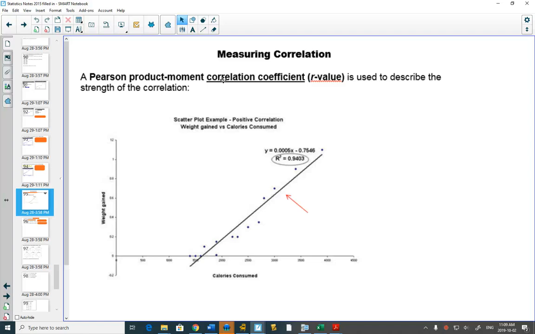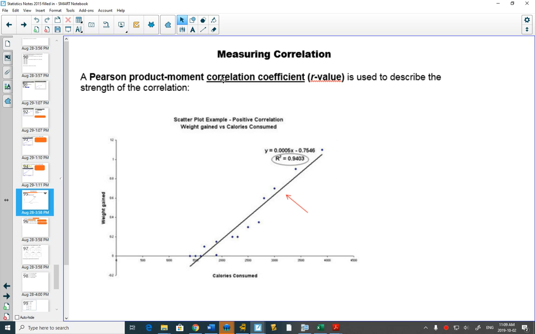Measuring correlation. Look at this nice long-winded word: the Pearson product moment correlation coefficient. Whew. Also known as the R value. It is used to describe the strength of a correlation.